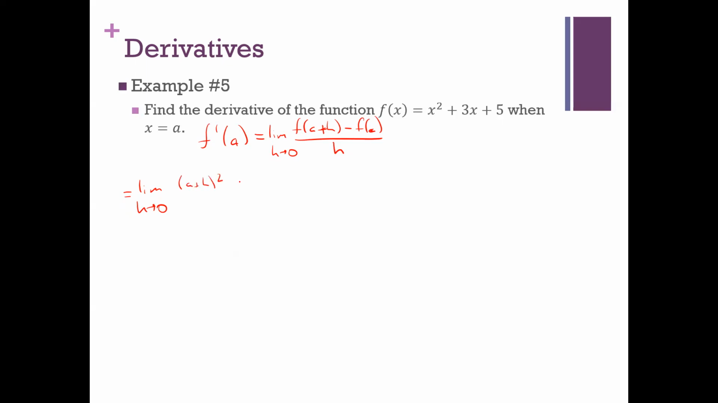(a plus h) squared plus 3 times (a plus h) plus 5. And then f of a is minus (a squared plus 3a plus 5), all over h. All right, can I do anything with any of these terms? Yeah, so let's expand all the brackets first of all.